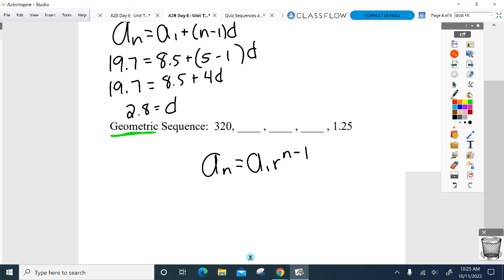Now out of all these variables, which one do I need? AN, A1, R, or the N? I need the R, the common ratio. What am I going to multiply by? All right, so help me fill in the rest. What's any term but the first here? 1.25. First term is 320. We're going to solve for R. What goes in for N in this case? 5 again, because 1.25 is the fifth term.